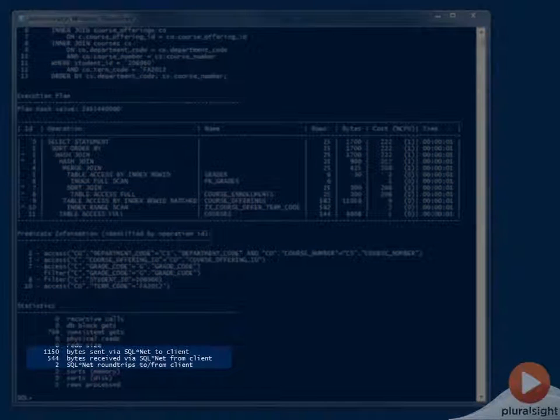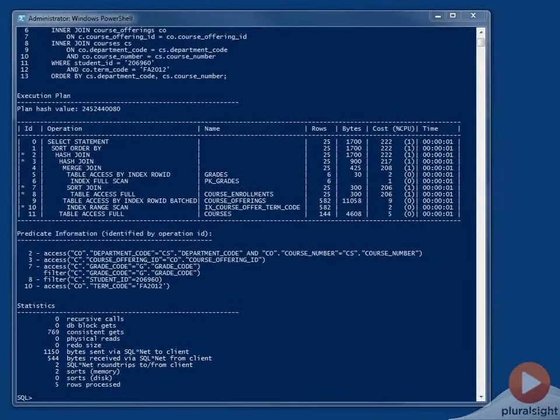Moving down, we have some information about the amount of network traffic this SQL statement generated. There were 1150 bytes that were sent back to the client by Oracle, and in this case there were 2 network round trips. So if you have a SQL statement that's returning a lot of data back to a client, you might want to take a look at this data, because obviously if a lot of data has to be sent over the network, resulting in a lot of network round trips, this is going to have an adverse impact on performance.